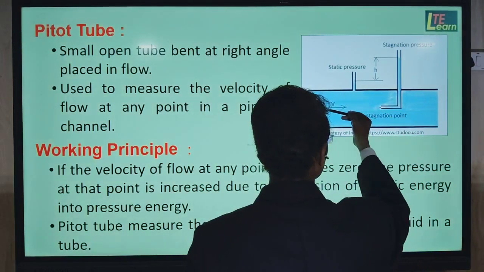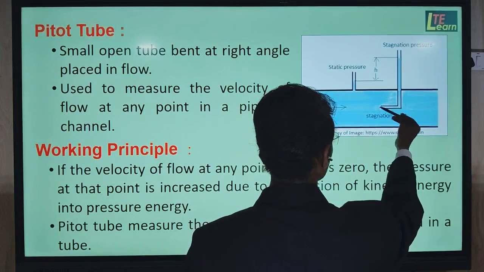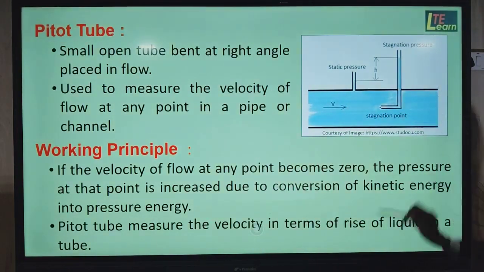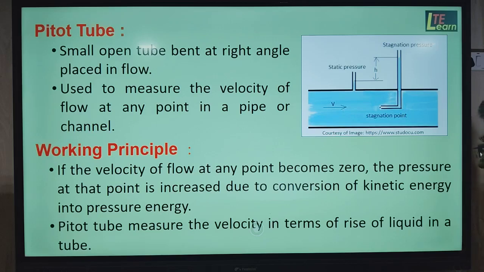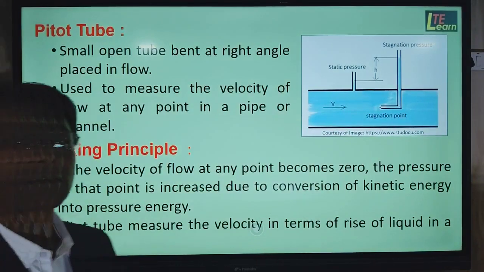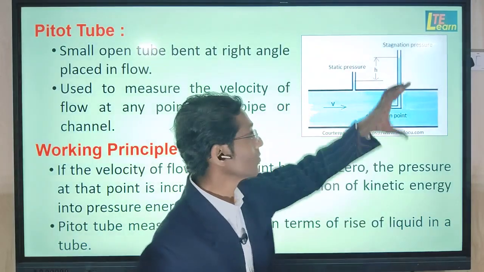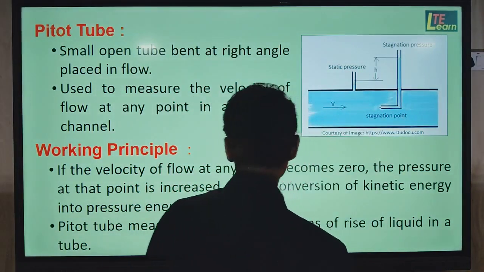At this point, when the fluid is coming, the velocity of the fluid ideally becomes zero. Means here velocity becomes zero, so the energy in the fluid, that is the velocity or kinetic energy, is converted into pressure energy. This increment of pressure energy in terms of rise of fluid we show in this tube, and that is the measurement of velocity. So the velocity given by the Pitot tube is in the form of height of rise of liquid column inside this tube.